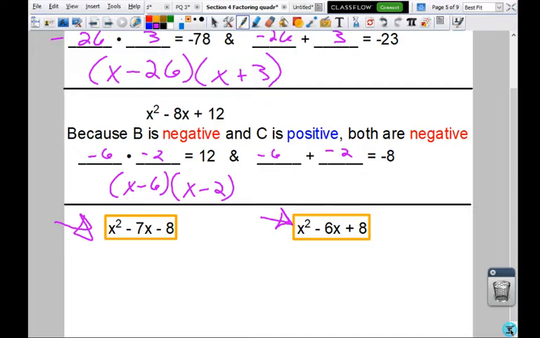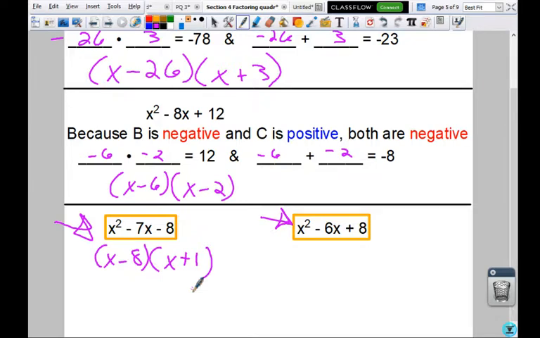So what else can we multiply to get negative 8? You're missing the obvious one. It's so obvious people miss it. 8 times 1. Negative 8 times 1. Is negative 8 plus positive 1 negative 7? Yes. So we got what we need. We have x minus 8, x plus 1.